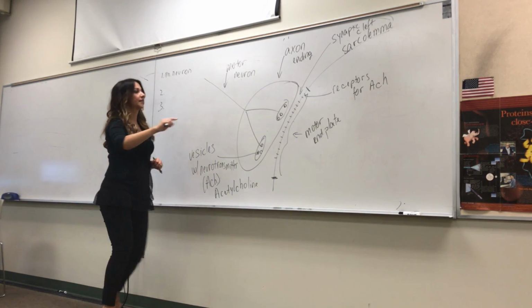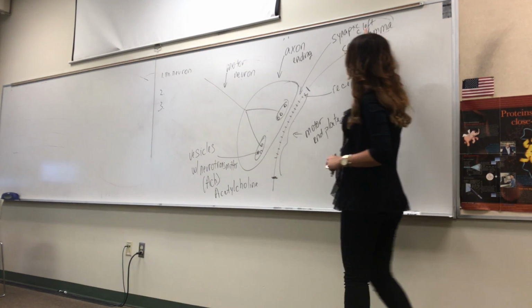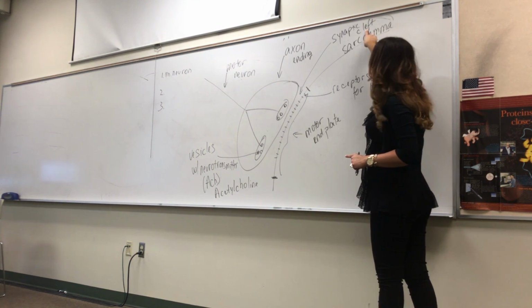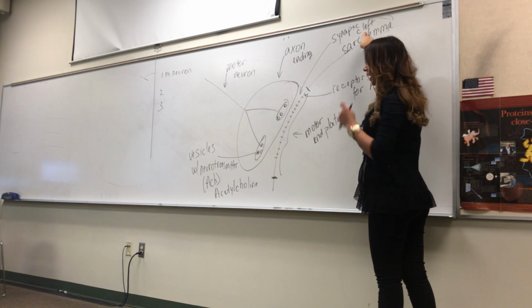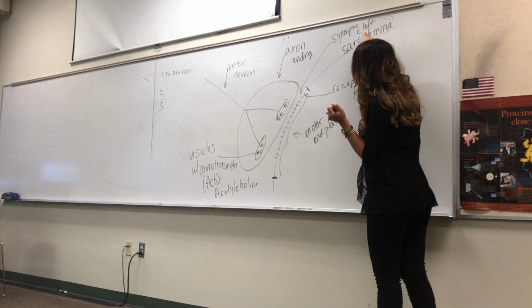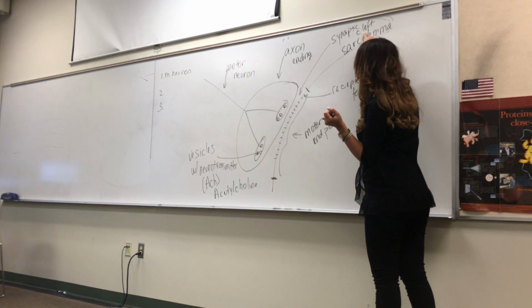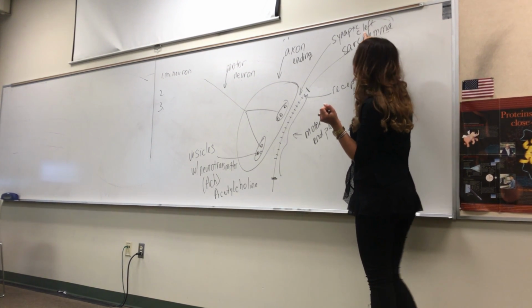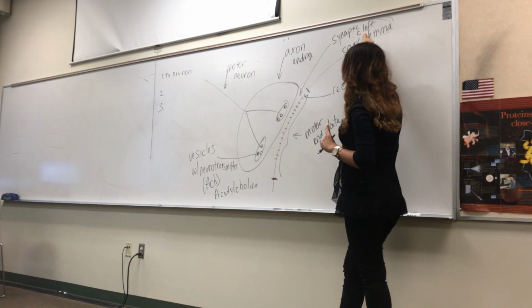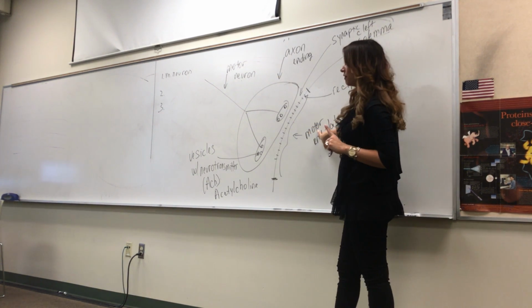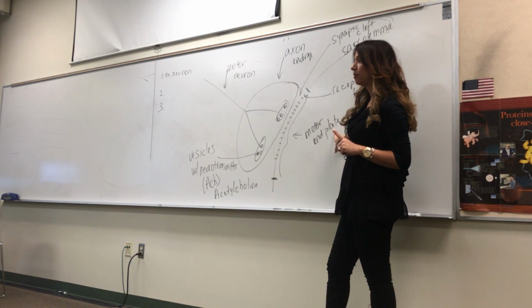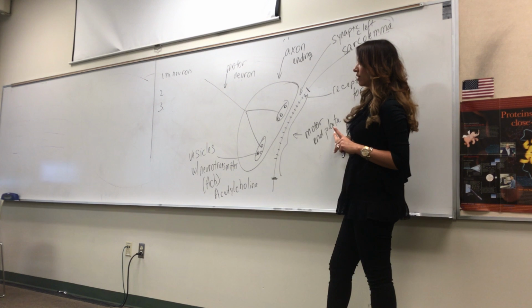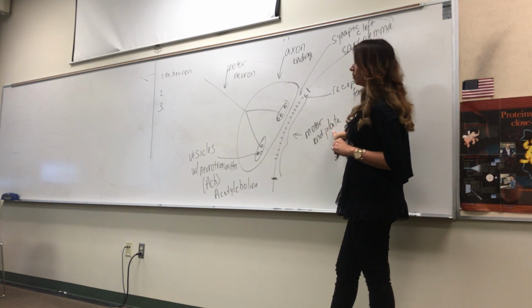Number 2, you have the synaptic cleft. So the second component of the neuromuscular junction. Yes, we'll come back and describe that. But let's go to number 3 first. Okay, number 3, you have the motor end plate.